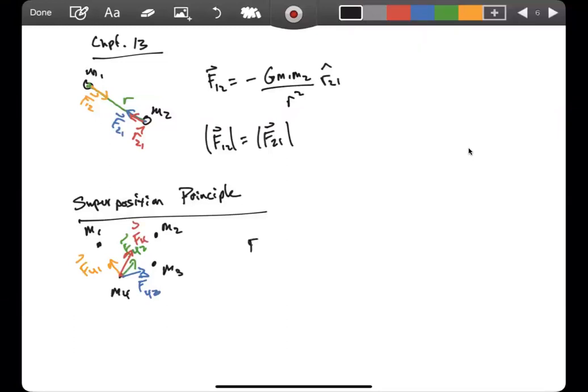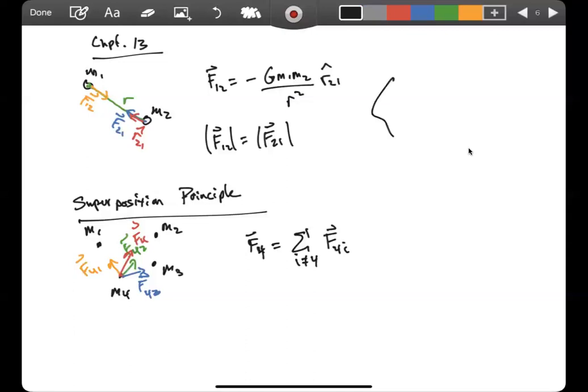So superposition simply says that the total force on the fourth object is equal to the sum over i not equal to 4 of the force on the fourth by the ith particle. So basically all this means is you're going to determine all of the pairs of forces on 4. Again, force on 4 by 1, force on 4 by 2, force on 4 by 3, and then simply vector sum them all together.